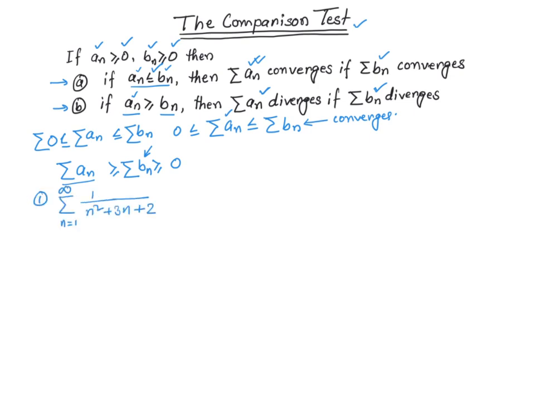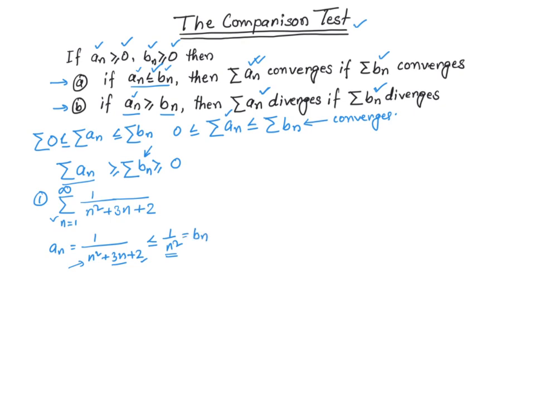Let's consider the first example, summation n equals 1 to infinity of 1 over n squared plus 3n plus 2. And here an is nothing but 1 over n squared plus 3n plus 2, which by the way must be less than or equal to 1 over n squared. Why? Because look at the denominator here. This denominator is obviously bigger than n squared because it has 2 and 3n. So it must be the case that an is less than or equal to 1 over n squared, which I would call my bn.